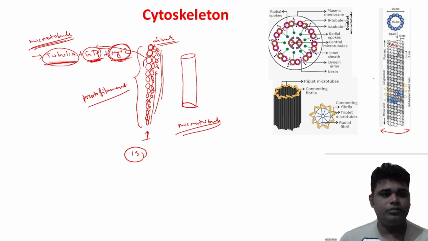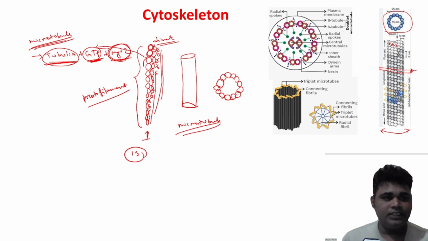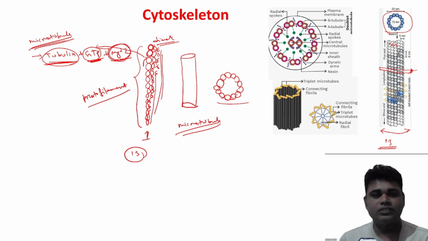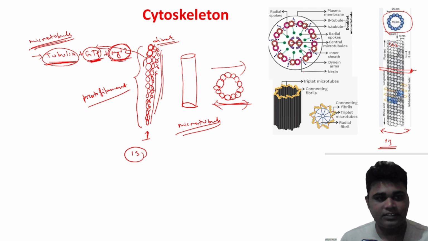Now if you take the cross section of this structure, it looks like this. So 1, 2, 3, 4, 5, 6, 7, 8, 9, 10, 11, 12, 13 protofilaments. That means 13 protofilaments are present. So in the cross section it looks like this. This is the cross section of the microtubule-like structure.